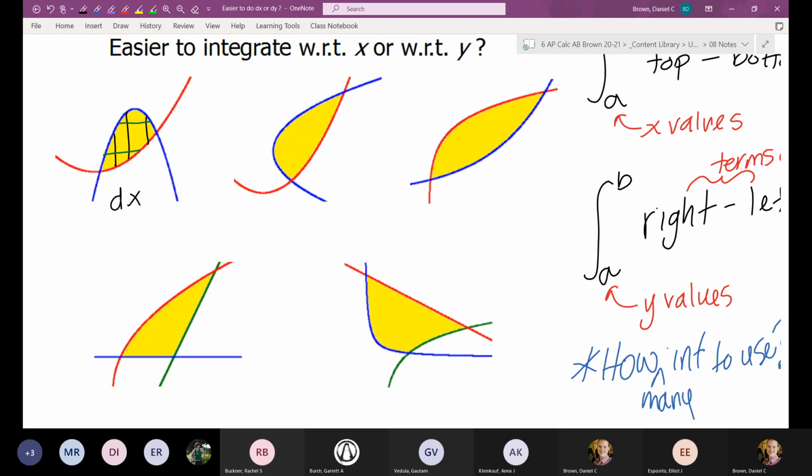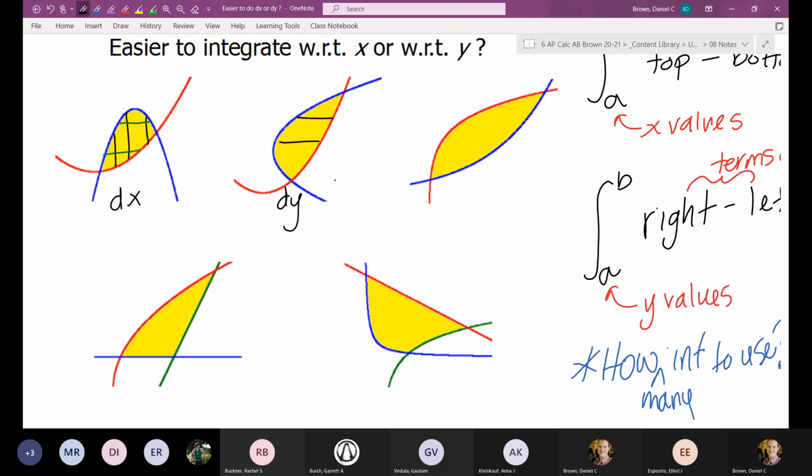What about that second one? Would you rather do it in terms of dx or in terms of dy? Dy. Connecting right to left, those functions stay consistent. If you go up and down, the top and the bottom functions are not consistent. So I think definitely dy would be the better choice for that one. What about that third one in the top row, dx or dy?